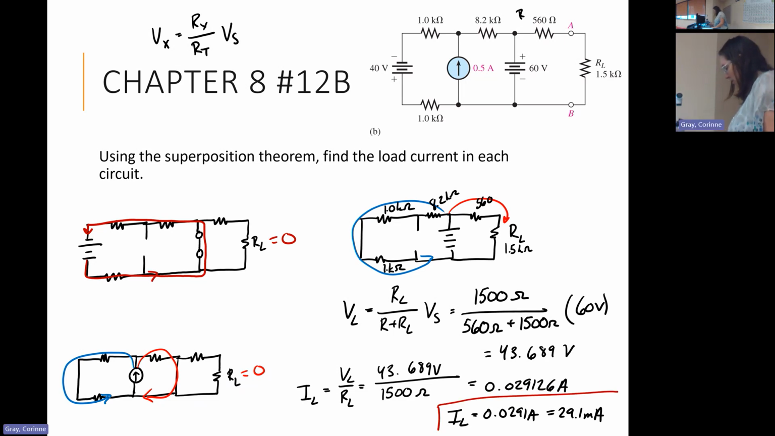Any questions on 12B? Yes. We had the internal resistance of the current source. Could we do this a different method too? Yes, but superposition tends not to be the method you would want to use for that. You wouldn't be able to do anything else if you did have the internal resistance of it.